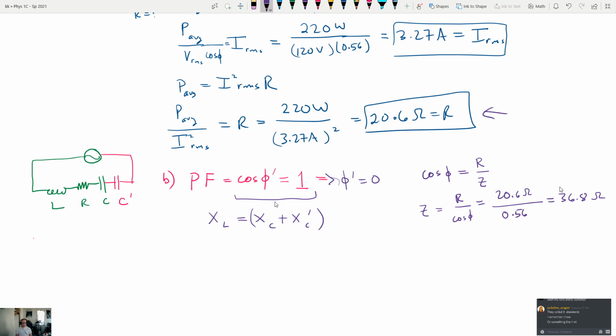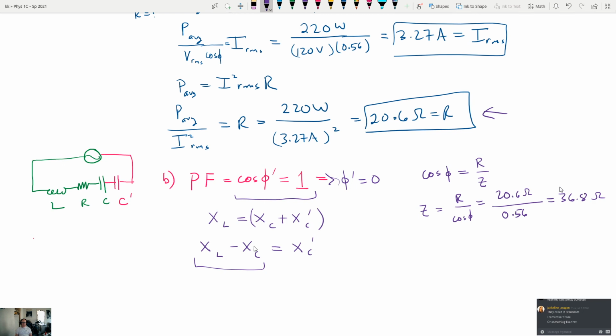Okay. So once again, we're kind of in this problem where we can solve for XC prime. It's basically going to have to be equal to XL minus XC. But the problem is we didn't really know what this was to begin with because we didn't have the inductance and the capacitance in our problem.